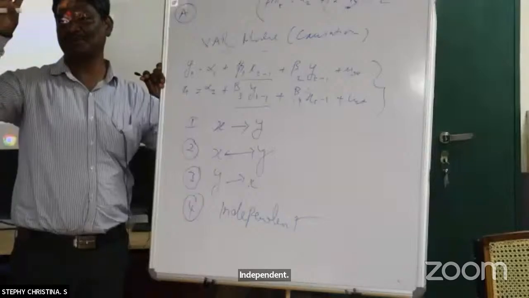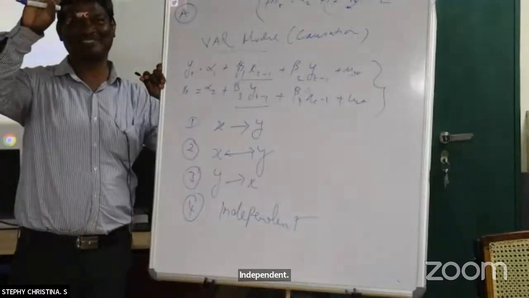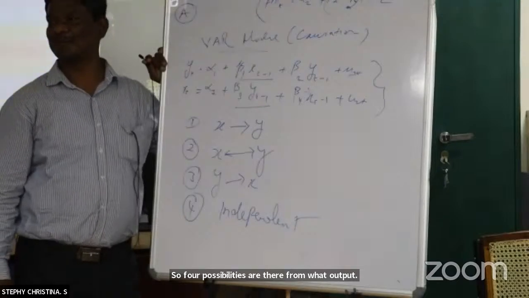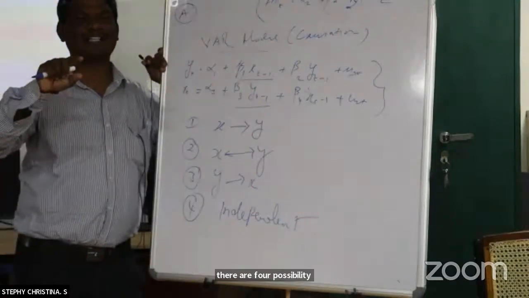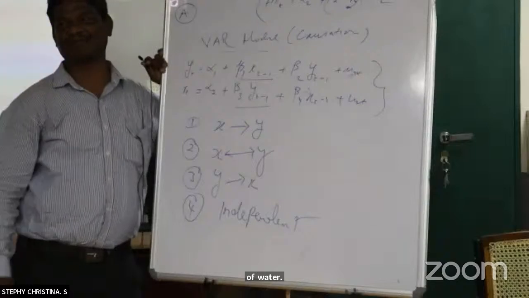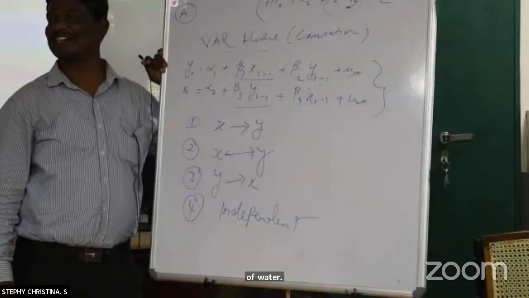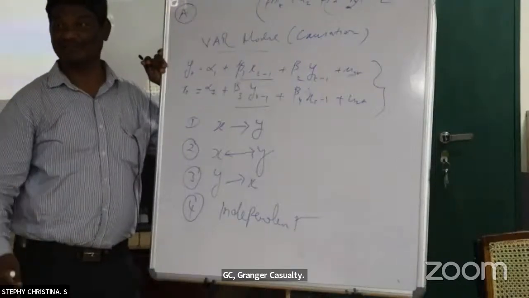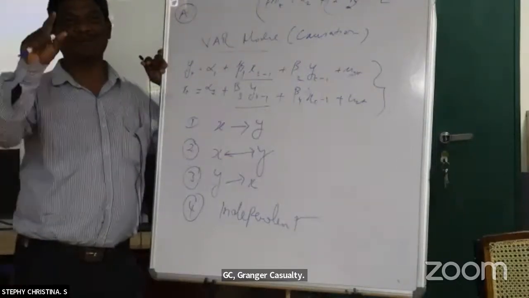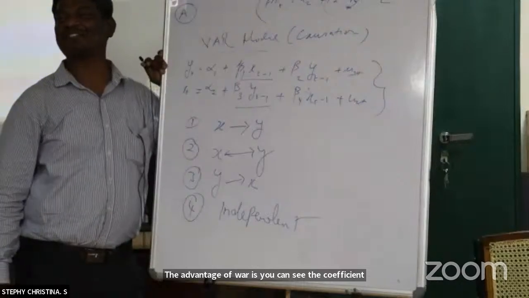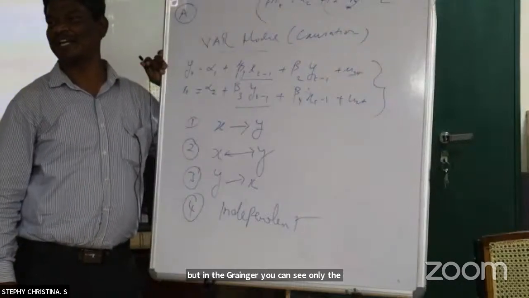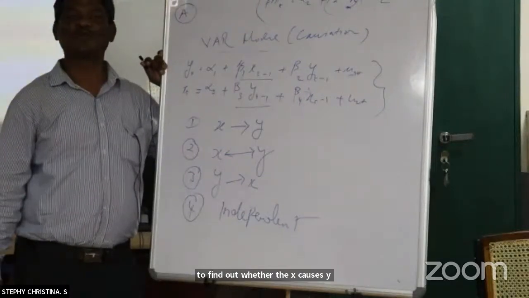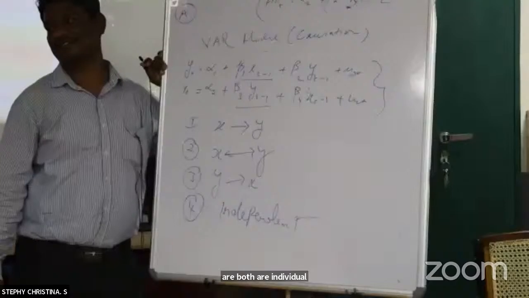So four possibilities are there from VAR output. The short form of this is Granger causality, GC. The advantage of VAR is you can see the coefficient, but in Granger causality you can see only the F statistic, to find out whether X causes Y, Y causes X, or both, or both are independent.